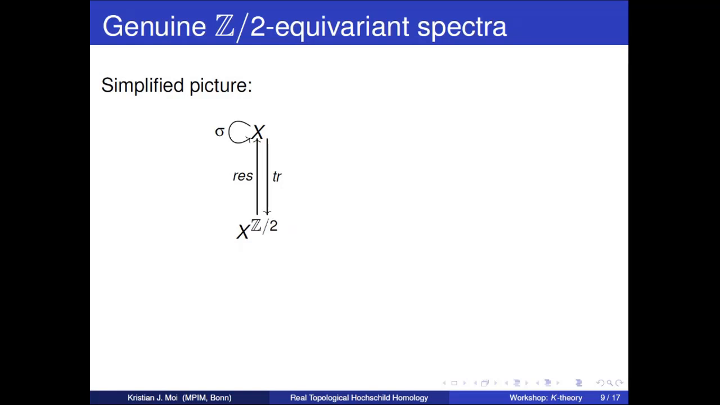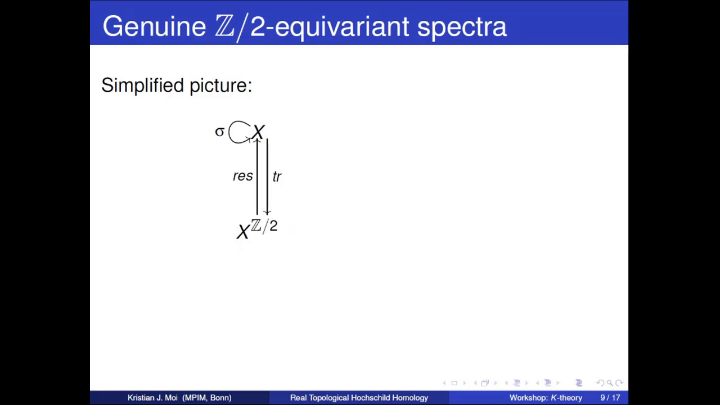And then there is a spectrum which plays the role of the fixed points of X. There's this map which I call res, which is the inclusion of the fixed points into the spectrum itself. But then in addition to that, there's this map called the tr. So tr is not the trace, it's the transfer. So there's an additional map which is the transfer.